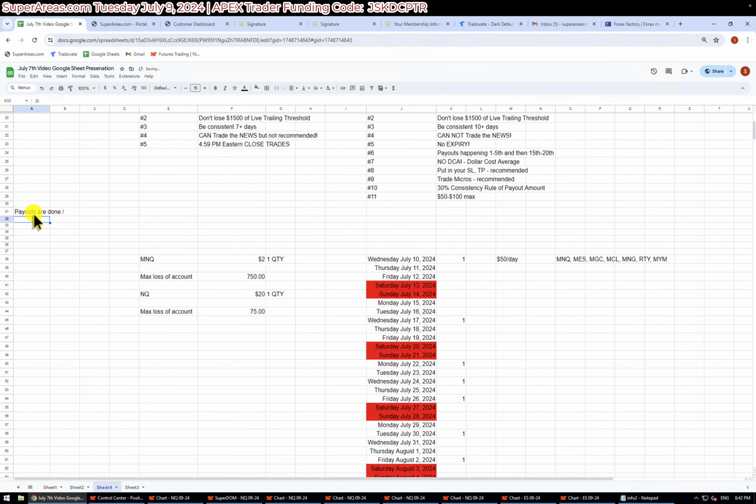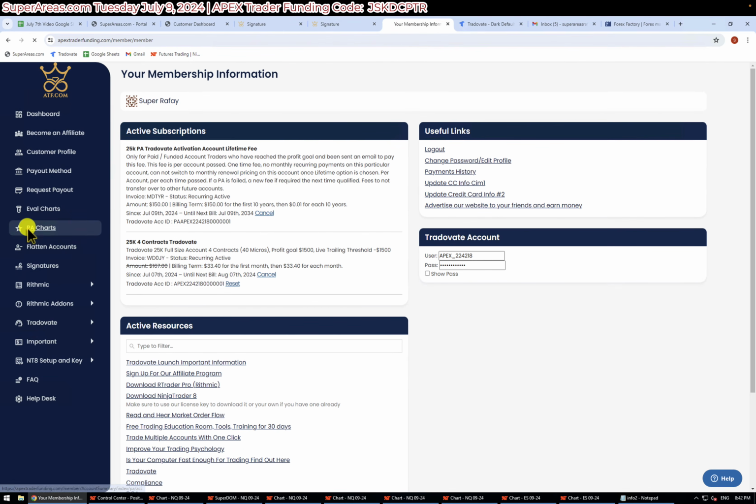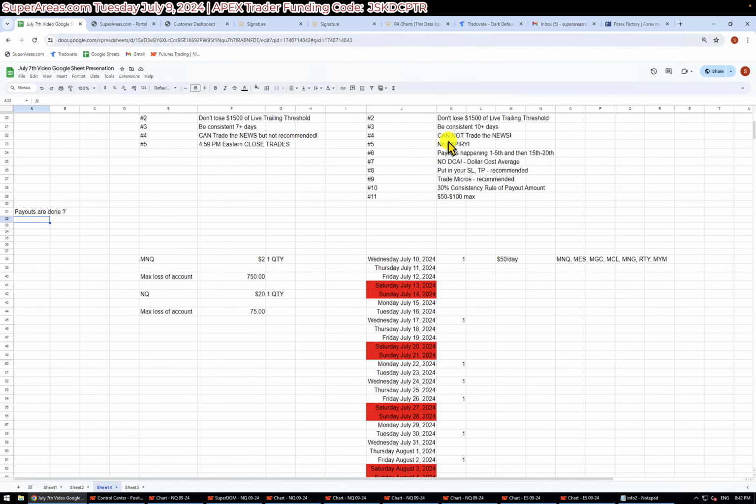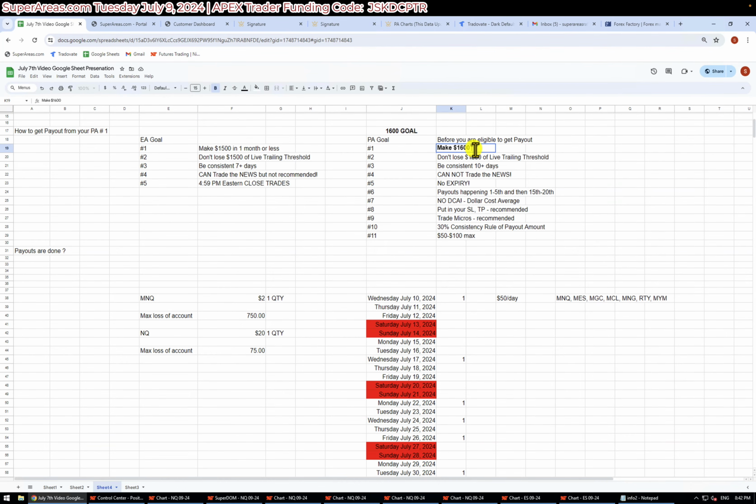Payouts are done once you are ready, and if you go back on your Apex website, you have a PA chart, and it will explain what your profit and loss is, how many days you have done, and what your balance is. So this balance has to get to 26,500. So basically turn 25,000 into 26,600, and you will get a payout. Of course, you have to set your payout method at that time, and I'll explain how that works.